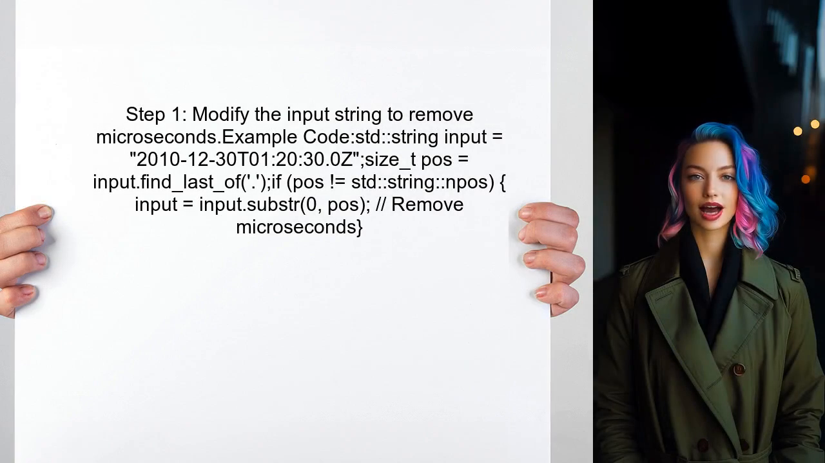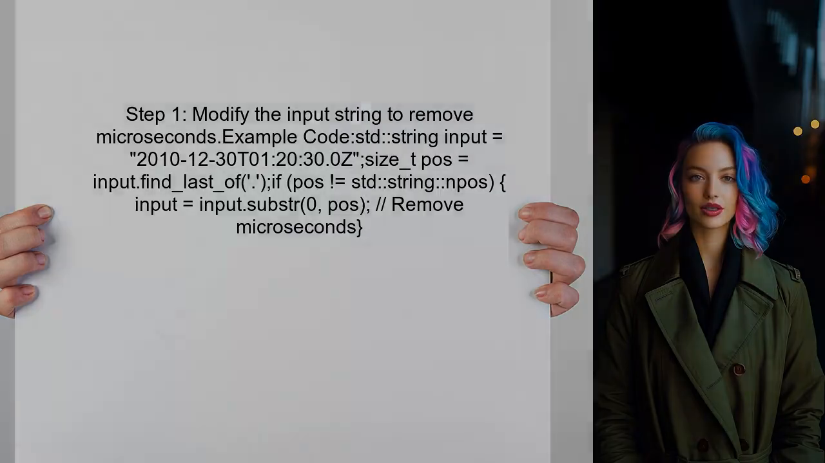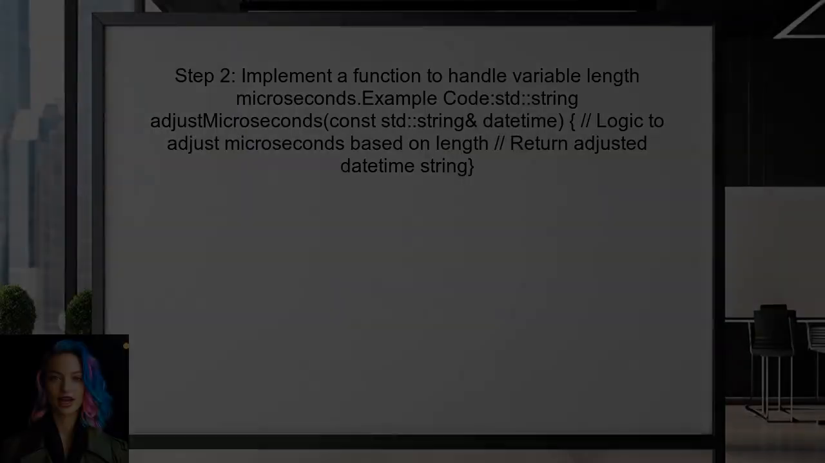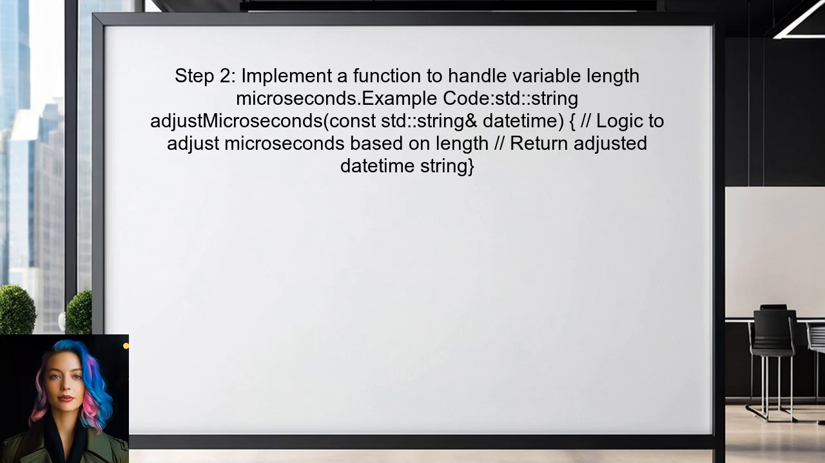To address the parsing issue with the microseconds, the user can start by modifying the input string to remove the microseconds part if it is not needed. This can be done by checking the length of the string after the seconds. Next, the user should implement a function to handle the variable length of the microseconds. This function can parse the string and adjust the format accordingly.